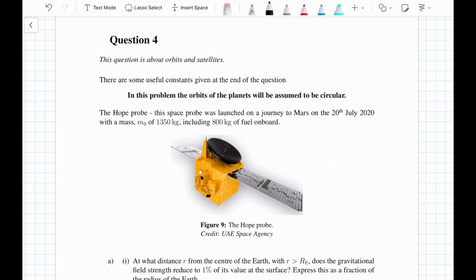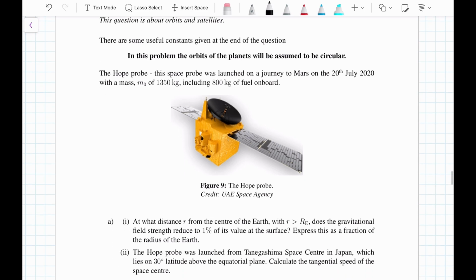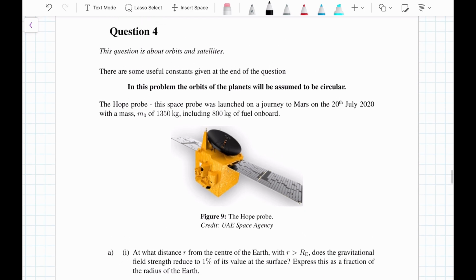So in this video, we're going to look at question 4, question A, in the 2023 paper. It says this question is about orbits and satellites. There are some useful constants given at the end of the question. In this problem, the orbits of the planets will be assumed to be circular.